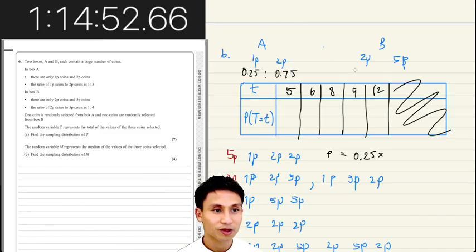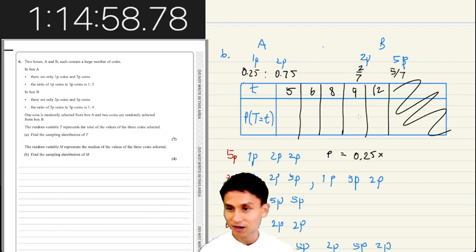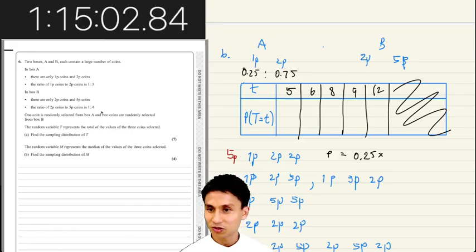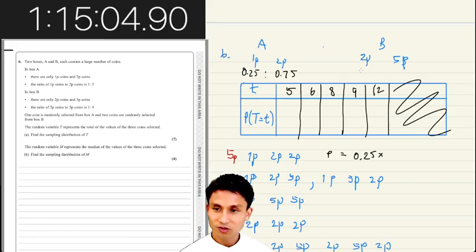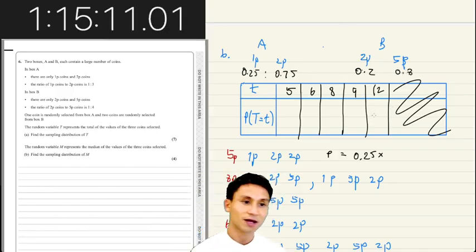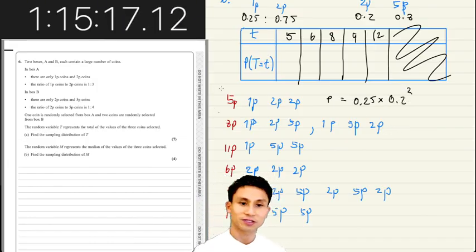This is 2 out of 7. That's tricky. It's 2 out of 7 here, and it's 5 out of 7 there. Wait, no, sorry. What am I doing? I should look at the probability ratio here. So that's 1 in 5, so that's 0.2 or 20%. And that is 0.8, right? 4 in 5. Okay, so this is 0.25 times 2 pence and 2 pence. So that is the first case.